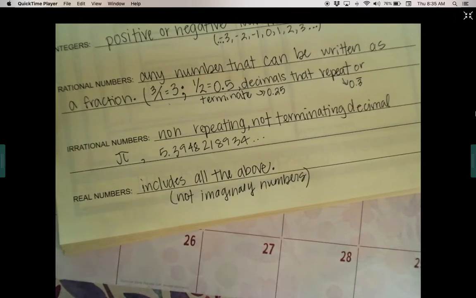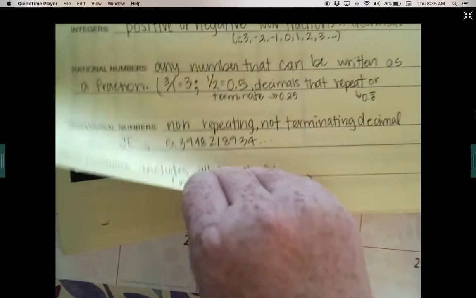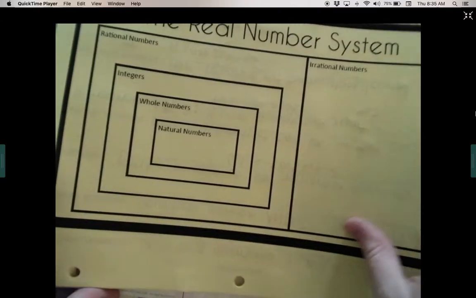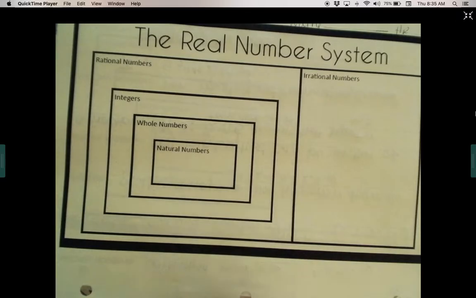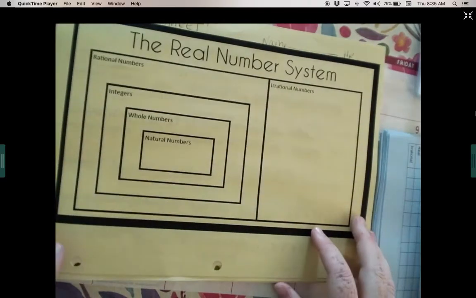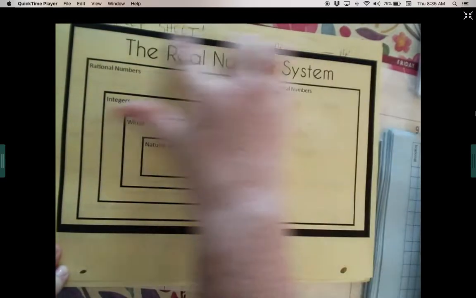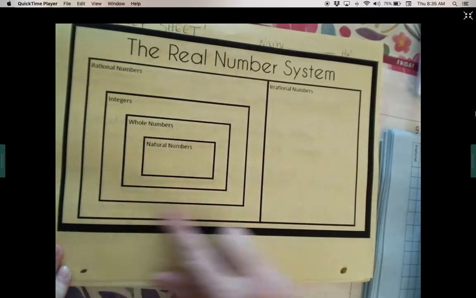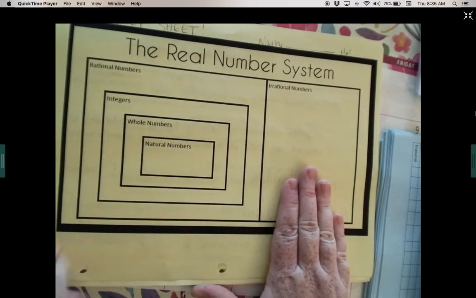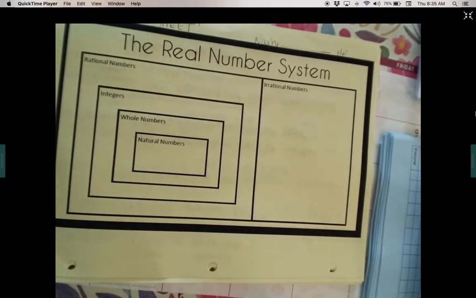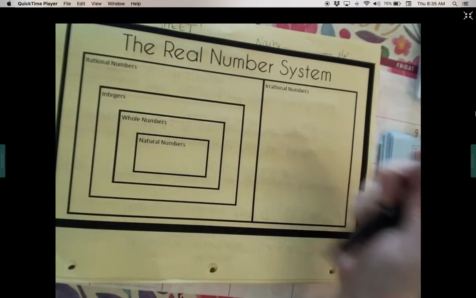Questions so far? All right, I'm going to flip it and we're going to add some examples. Okay, so if you notice this box, let me zoom out a little bit so we can get the whole box in there. This whole box is the real number system, and within it are rational numbers and irrational numbers, okay? Let's start with irrational numbers just because it looks less complicated. In here, we're just going to put examples because on the back we have the definition, okay?